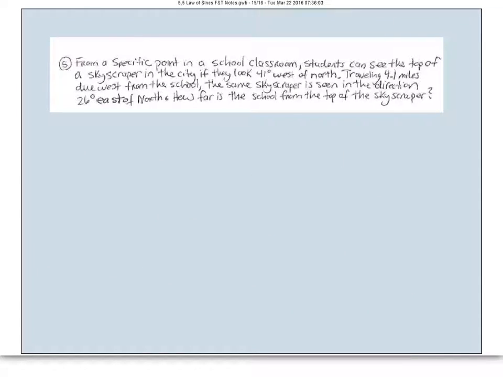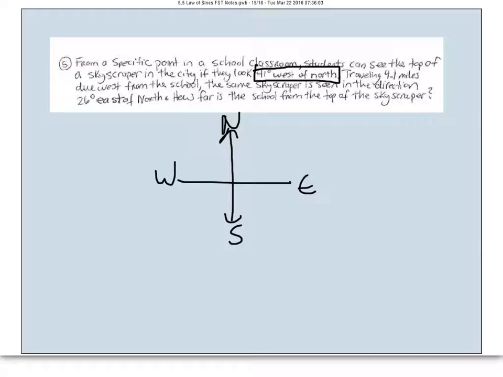Let's try setting up another one with some direction. So again, before I get started, I'm just going to draw the compass here and read the question. From a specific point in a school classroom, students can see the top of a skyscraper in the city if they look 41 degrees west of the north. So let's just stop right there.